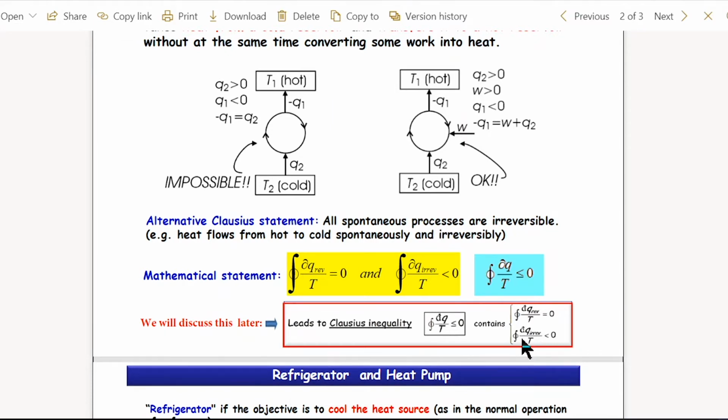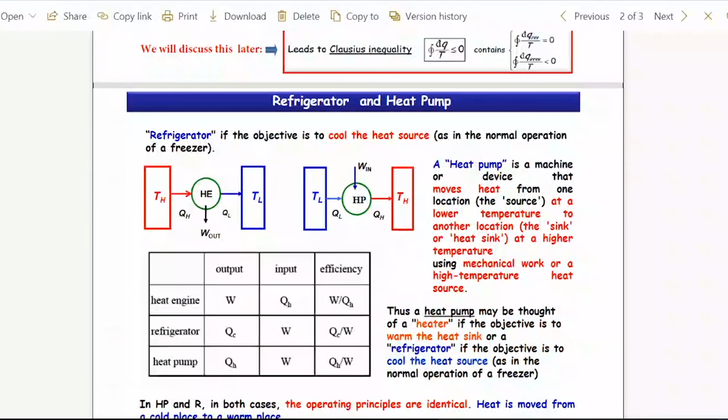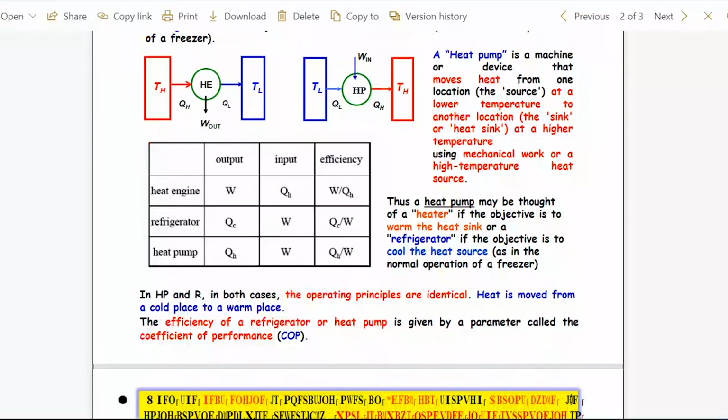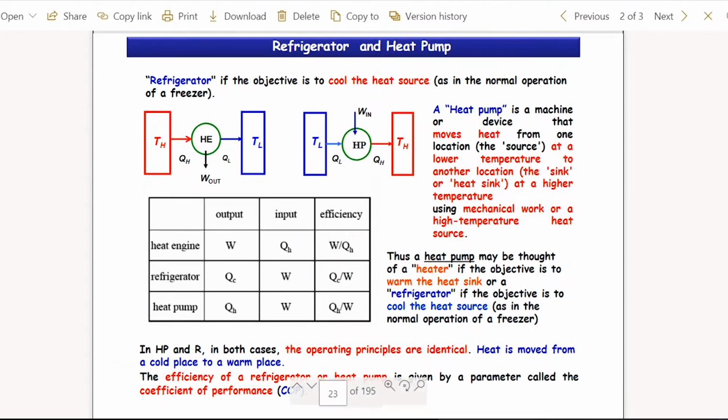We'll be talking about this in great detail in a while from now. So before we move into the actual definition of what dq by T is, let us look at the various efficiencies of a heat pump, a refrigerator, and a heat engine. Heat pump and refrigerator are almost identical. They are the same. The heat engine is obviously slightly different.